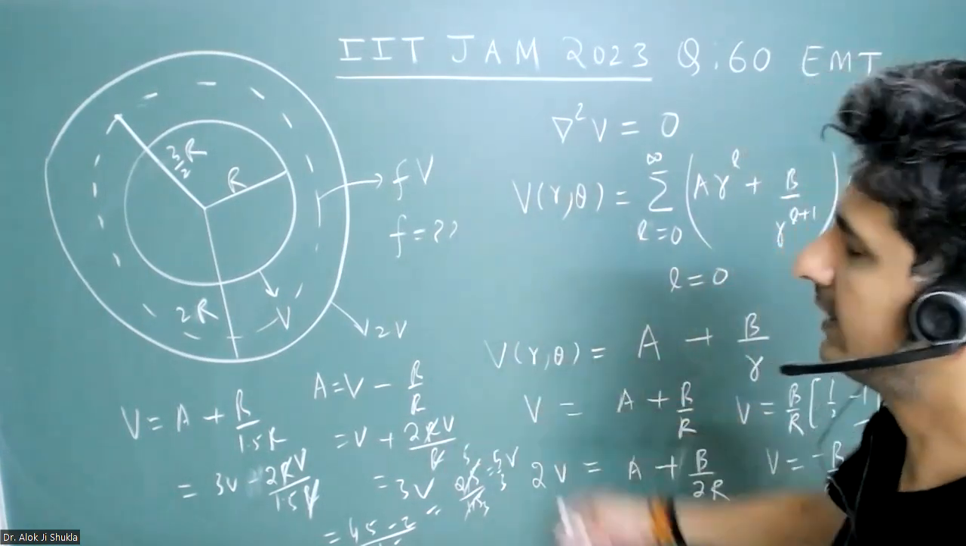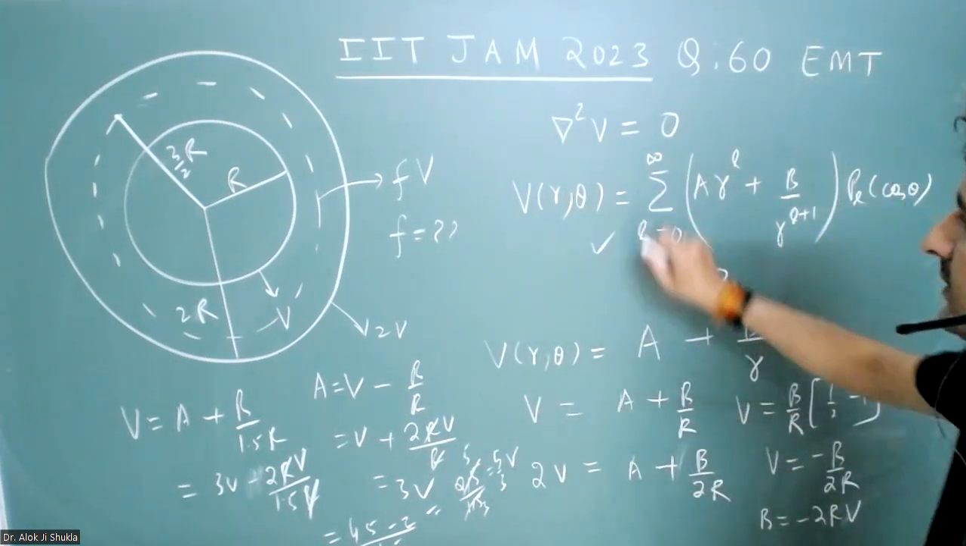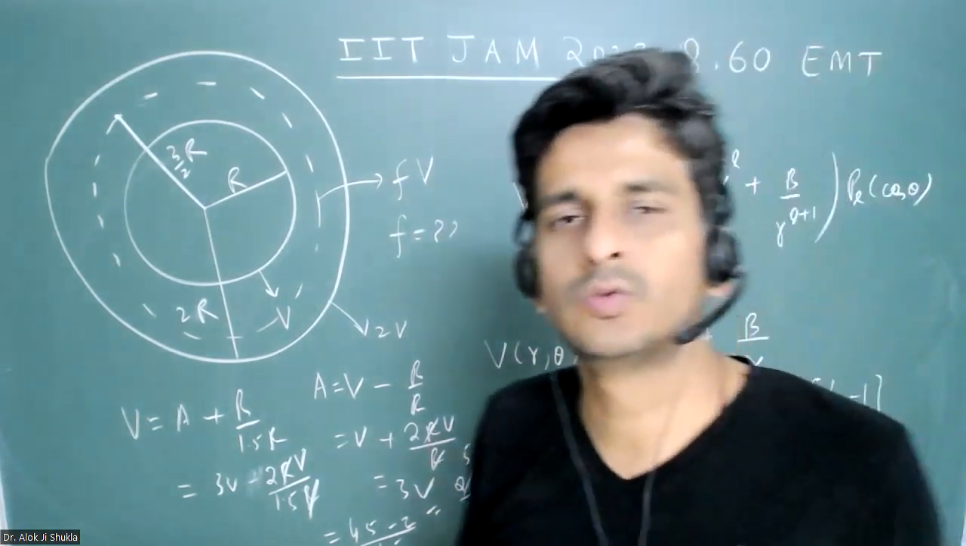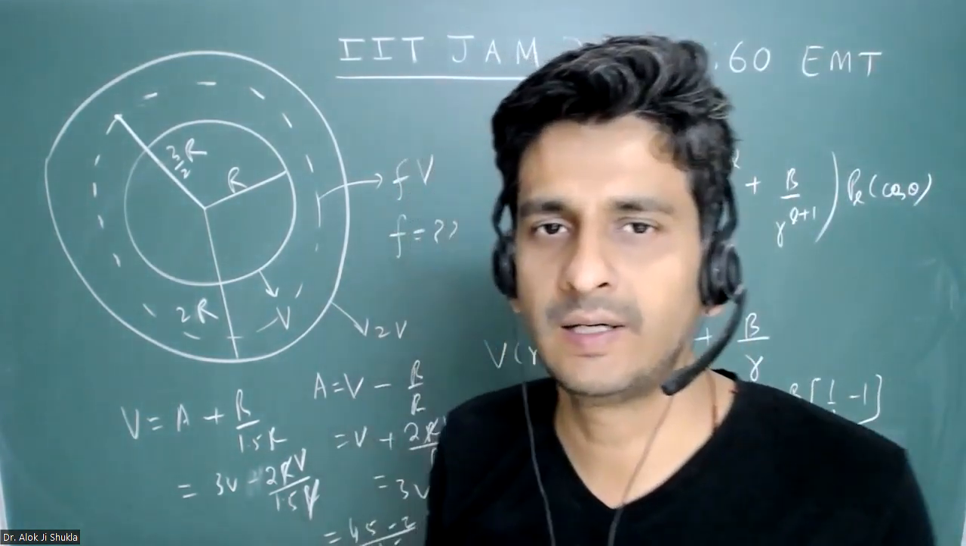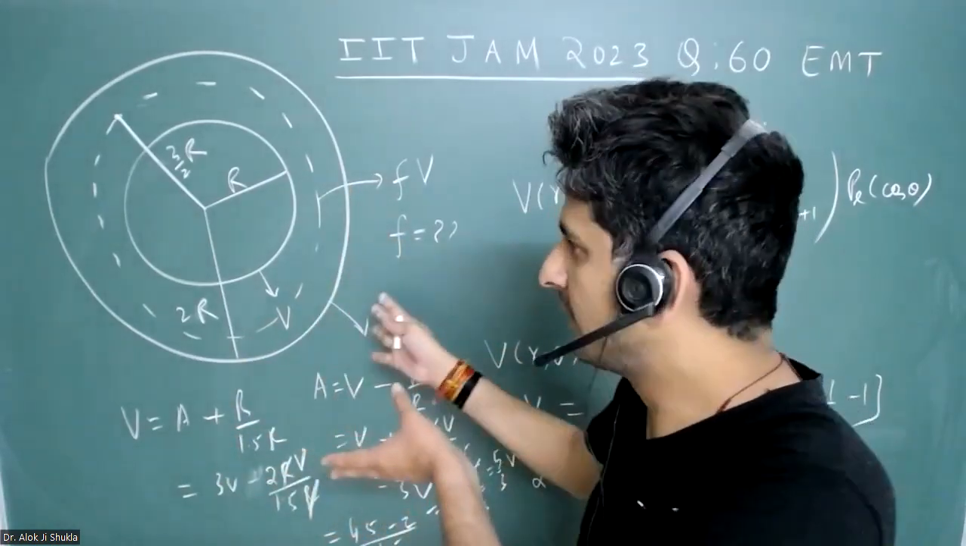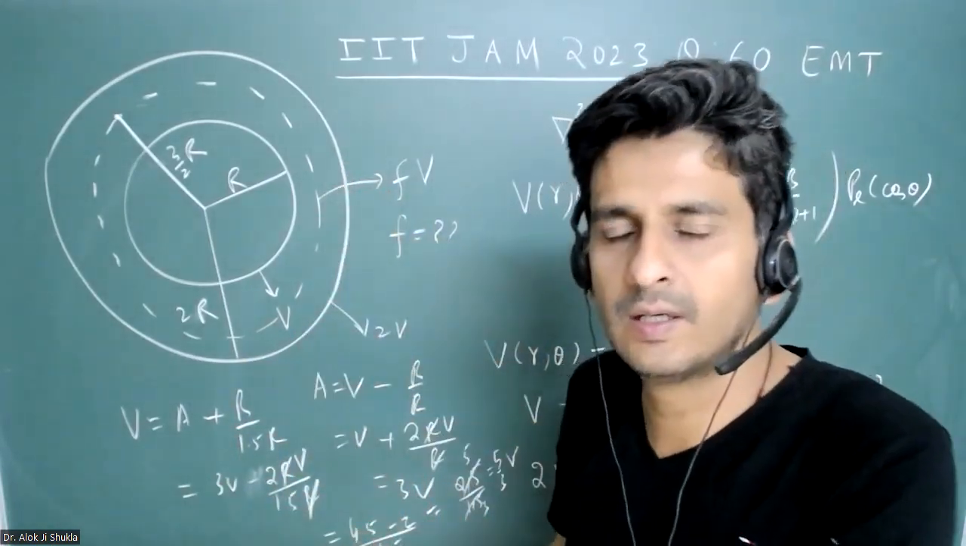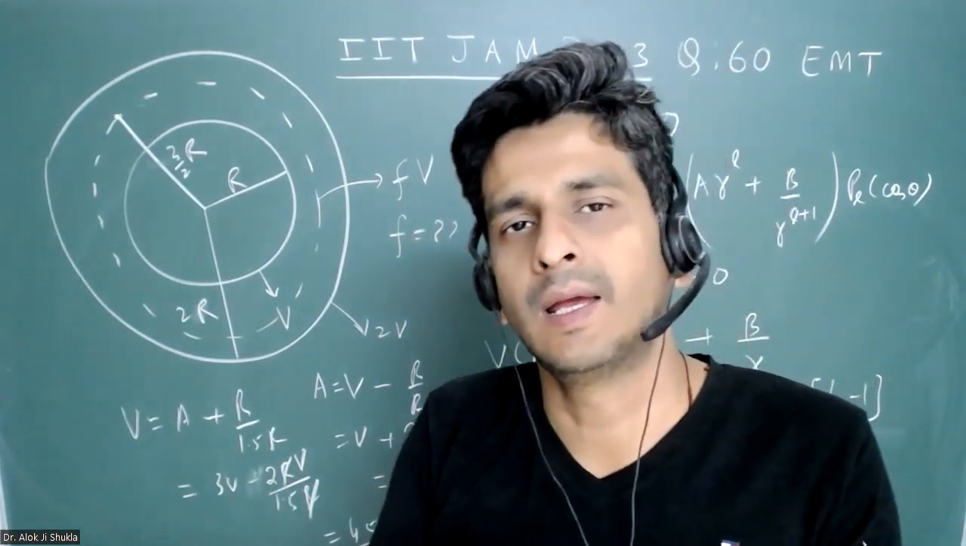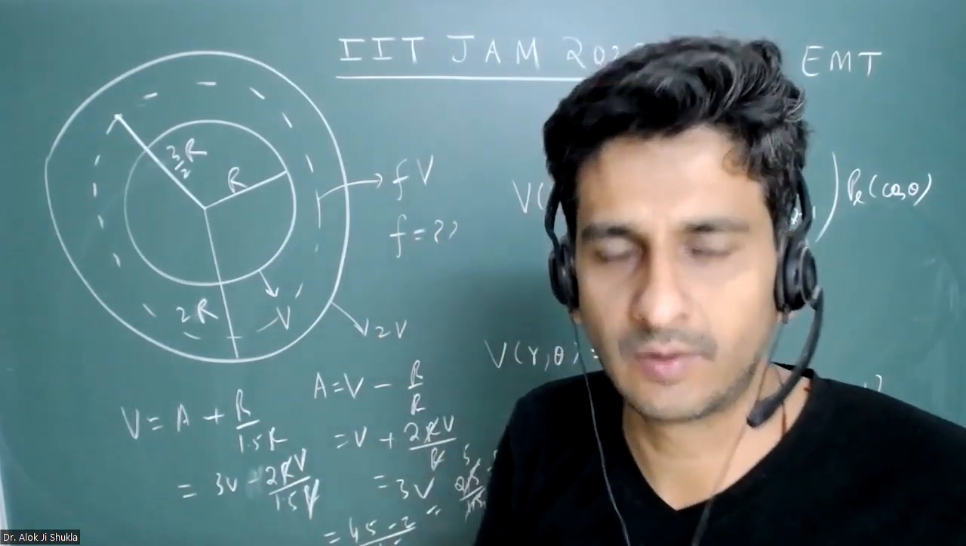So you understand this power of Laplace equation and knowing the solution in the spherical polar coordinates. Whenever some condition is given that this is having potential V, this is having potential 2V, you have to apply Laplace equation. Okay, thank you.